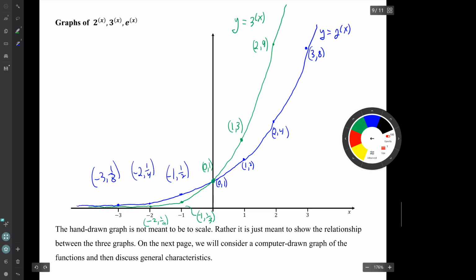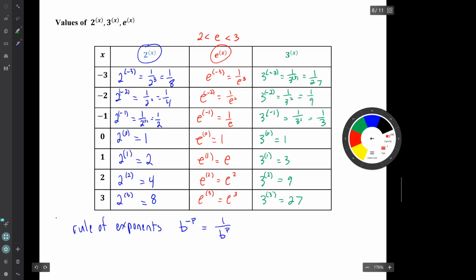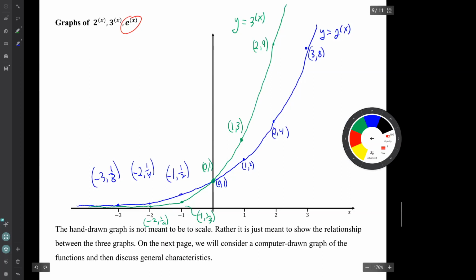Now, what about the graph of y equals e to the x? Well, go back up and look at our table of data. What we observed about the data for e to the x is that because e is between 2 and 3, the values of e to the x are always going to be between the values of 2 to the x and 3 to the x. So let's go down and just draw in a red graph that sort of shoots between the blue and green ones.